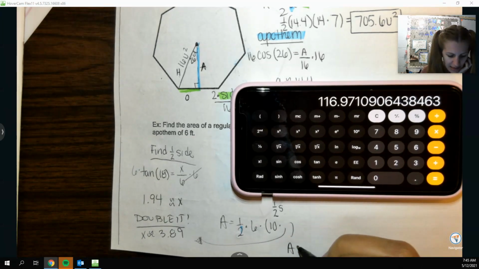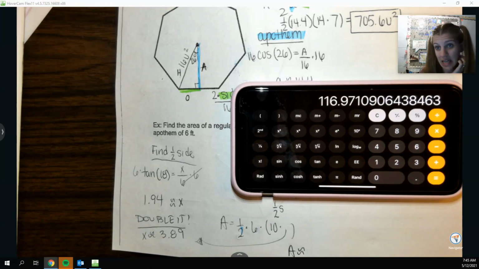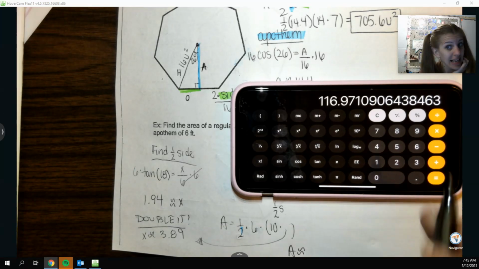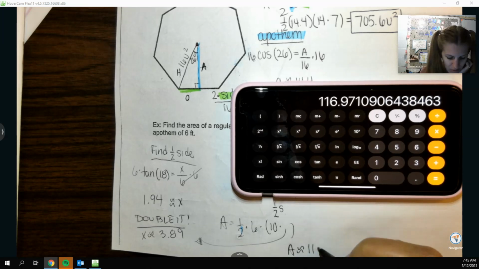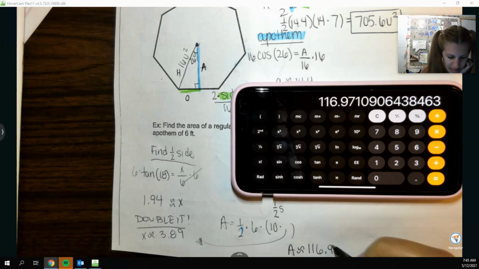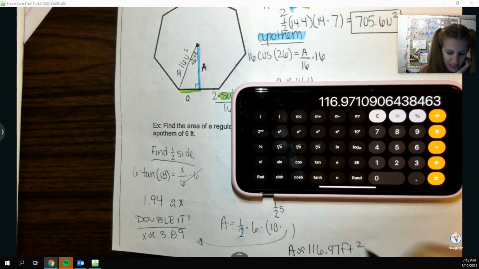And then I have the least rounded area because I kept all the decimals in here. I didn't ever write it down and then type it back in, chopping a whole bunch of those numbers off. So we got 116.97 feet squared.